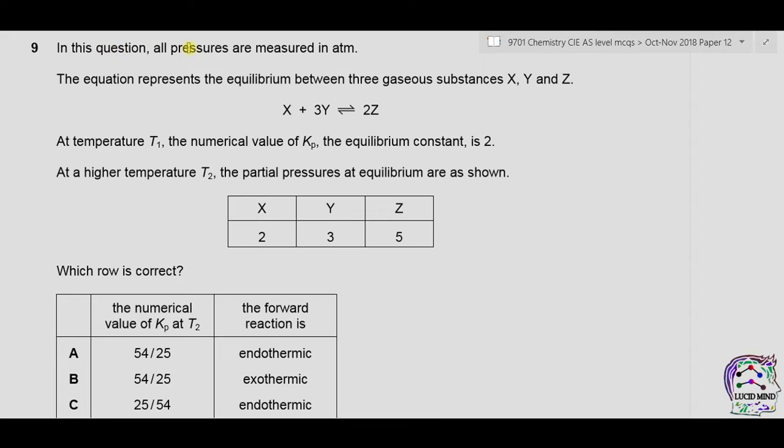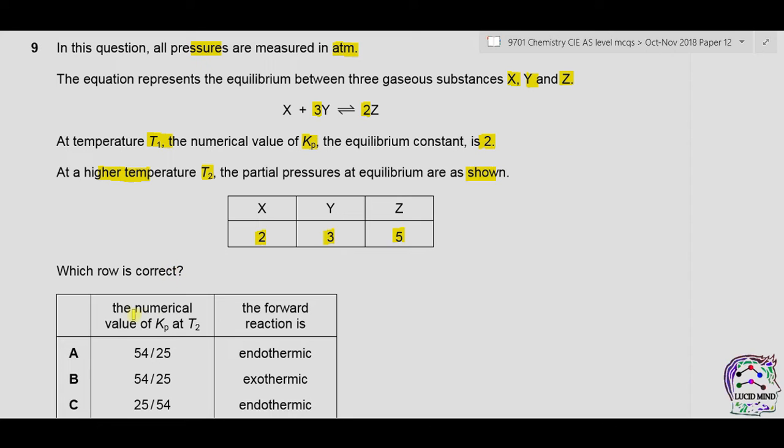Question 9. In this question, all pressures are measured in atmosphere. The equation represents the equilibrium between 3 gaseous substances X, Y and Z. X plus 3Y equilibrium 2Z. At temperature T1, the numerical value of Kp, the equilibrium constant, is 2. At higher temperature T2, the partial pressures at equilibrium are shown. X is 2, Y is 3 and Z is 5.